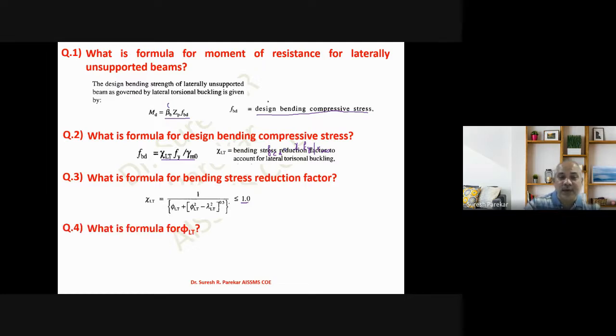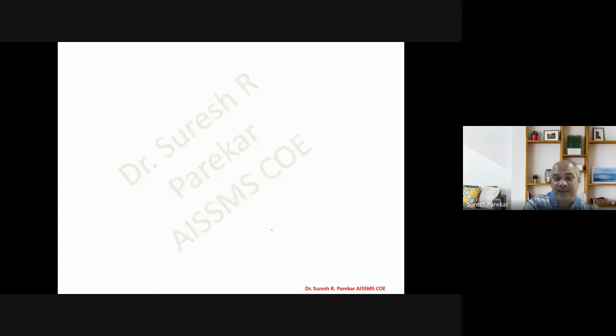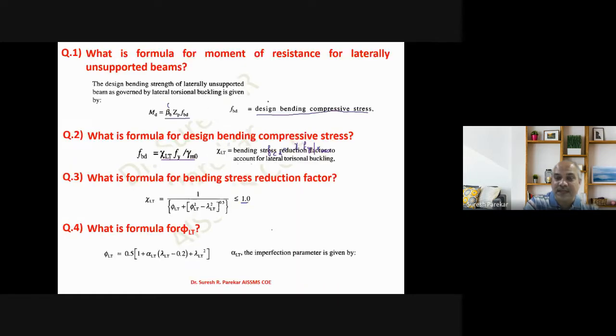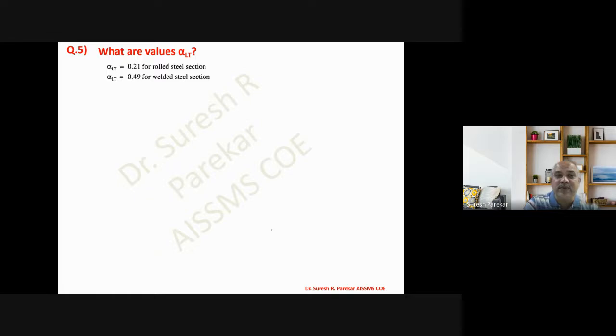Then what is formula for phi LT? Then we have phi LT equals 0.5 into 1 plus alpha LT into lambda LT minus 0.2 plus lambda LT square, and then alpha LT is the imperfection factor. We have there alpha as imperfection factor, and there we have in compressive stress four classes A, B, C, D. But here we have only two values of alpha LT, which depends upon your section. So for rolled section value is 0.21, and for welded section 0.49.